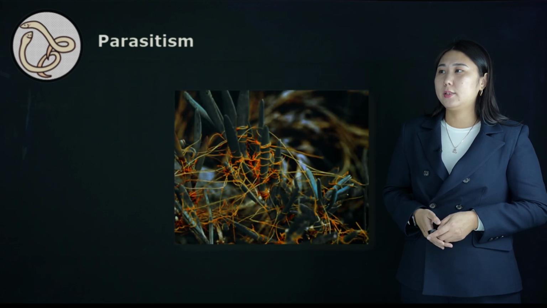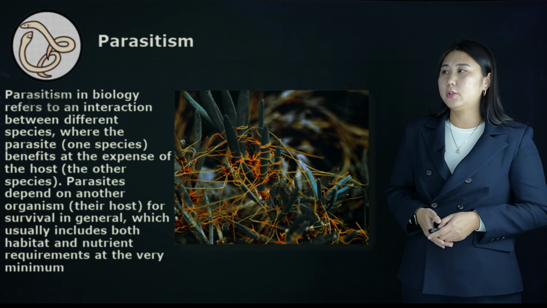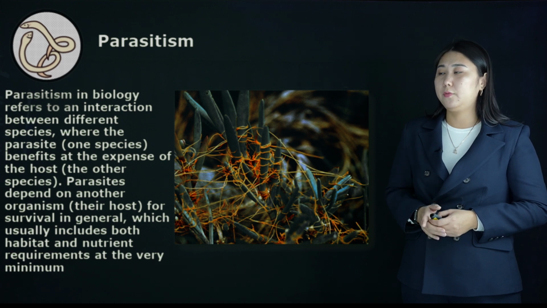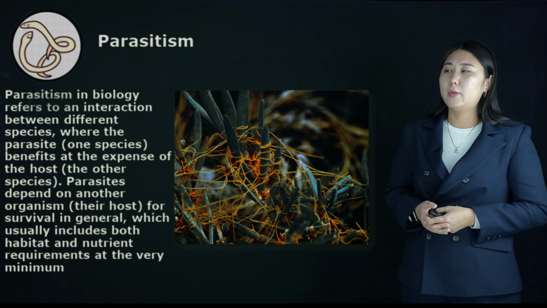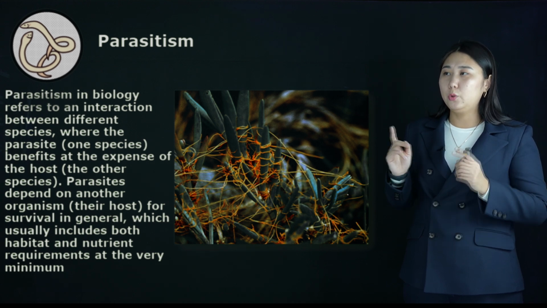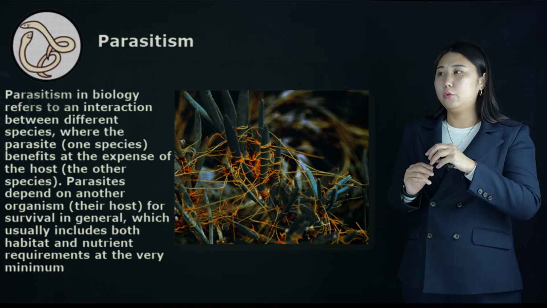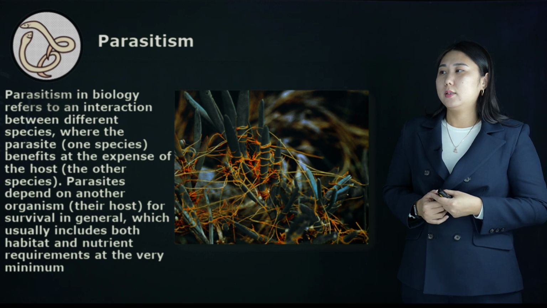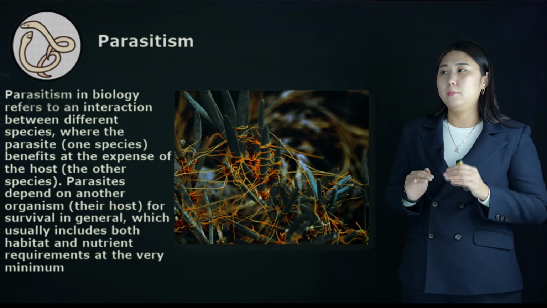The next interaction is parasitism. What is parasitism? Parasitism in biology refers to an interaction between different species where the parasite, one species, benefits at the expense of the host, the other species. So parasites depend on other organisms. You can see in this picture an example of two types of plant species, and the first type influences the other, which usually includes both habitat and nutrient requirements at the very minimum.